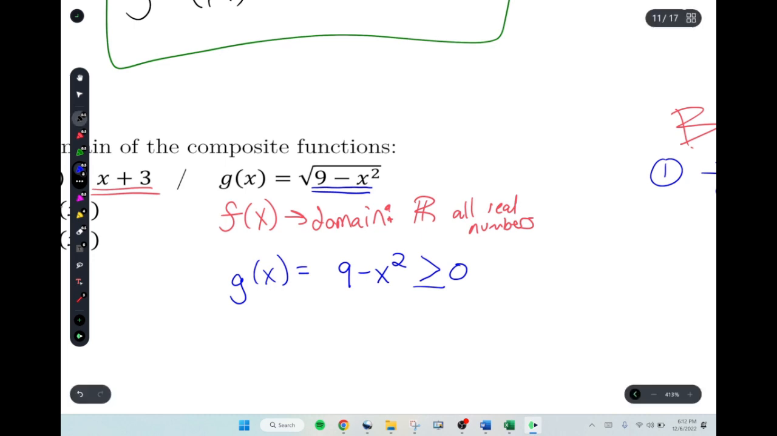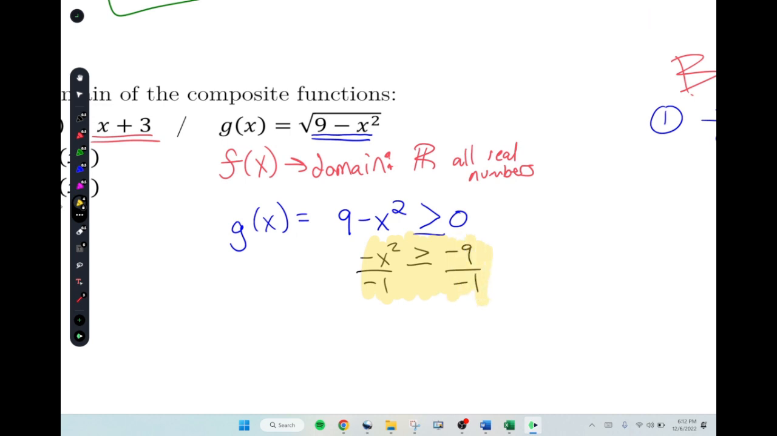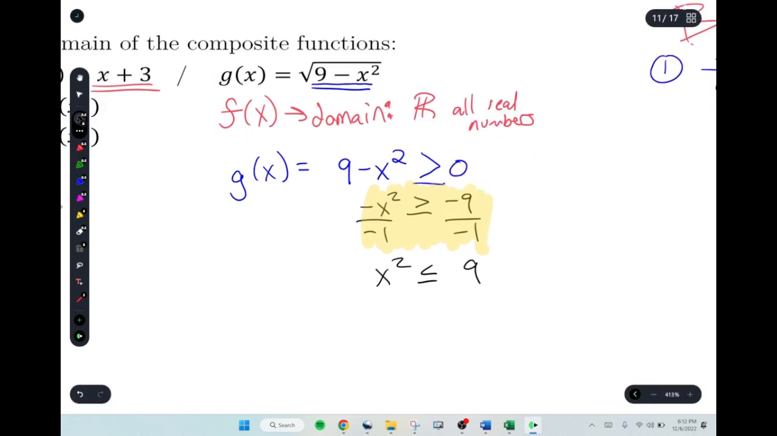And then you just solve. Normal style solve. Negative x squared greater than or equal to negative 9. Divide by negative 1. Divide by a negative means you do what? Flip the sign. That's one random rule that only happens in that one situation. So x squared is less than or equal to 9, and that means x is between plus or minus the root of 9, which is plus or minus 3. That's so odd.